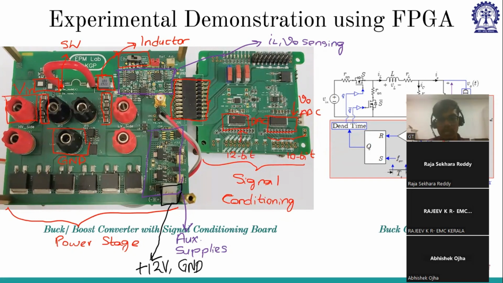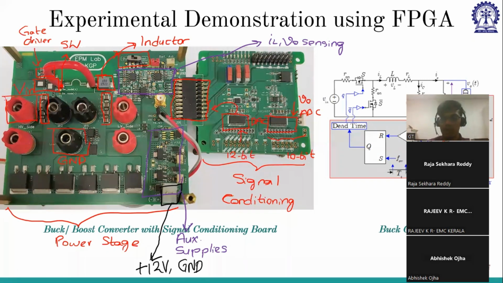So the output of this DAC will be again an analog signal, which will be going back to this connector, and from this connector it will go to the gate driver here, and it will generate the switch signal. So from the power stage we are sensing the inductor current and V0 in this region, and these signals are coming into the signal conditioning board.